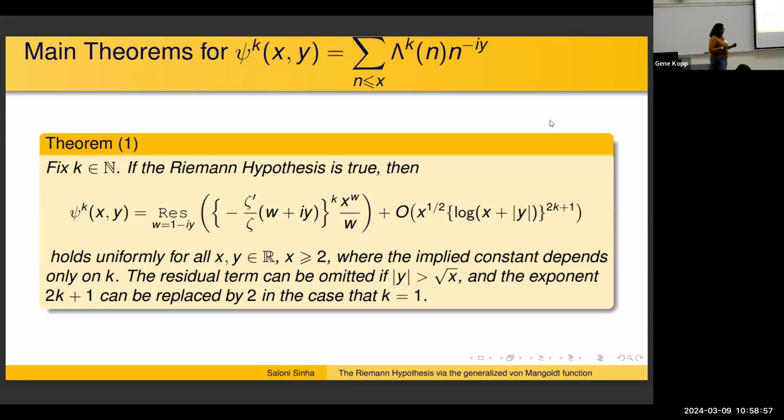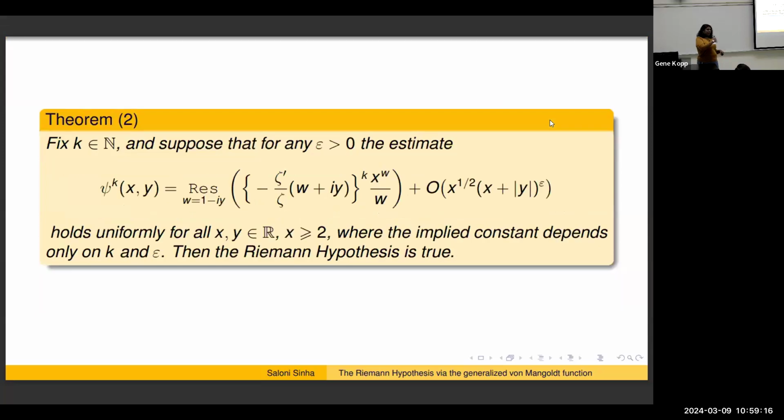And the residual term, so a couple of caveats here. The residual term can be eliminated if absolute value of y is bigger than square root of x, and the exponent 2k plus 1. In case k is equal to 1, we don't actually have 2k plus 1, we just get 2.